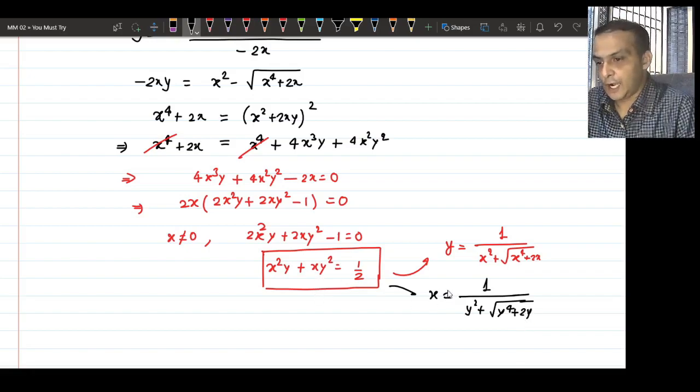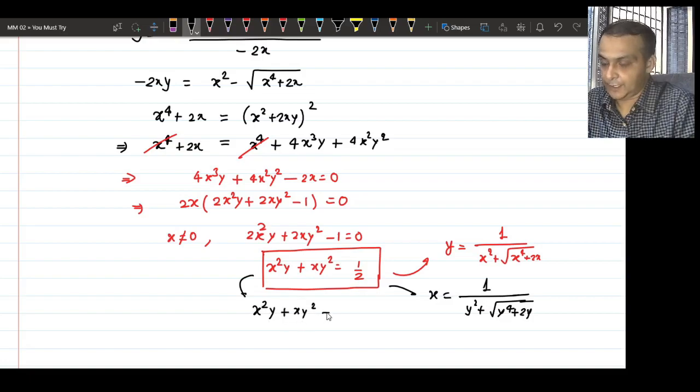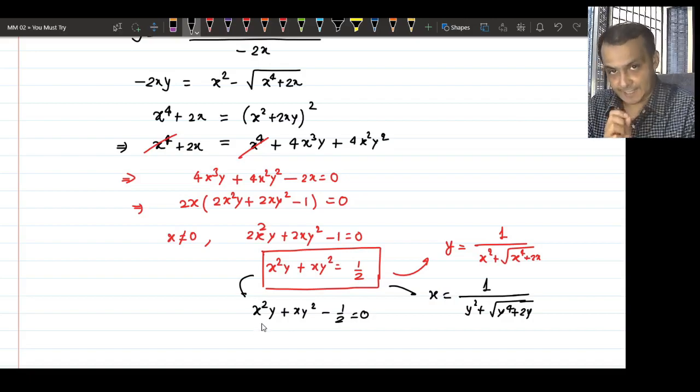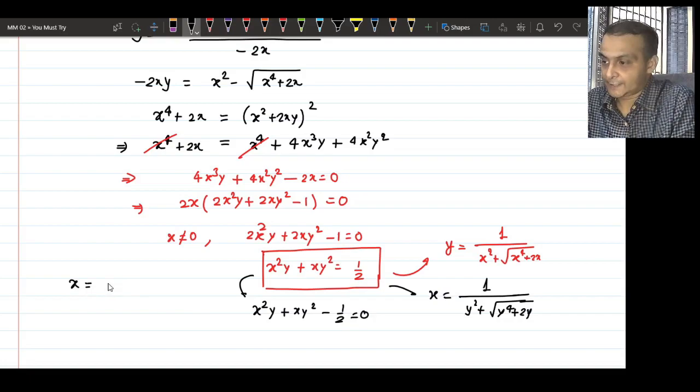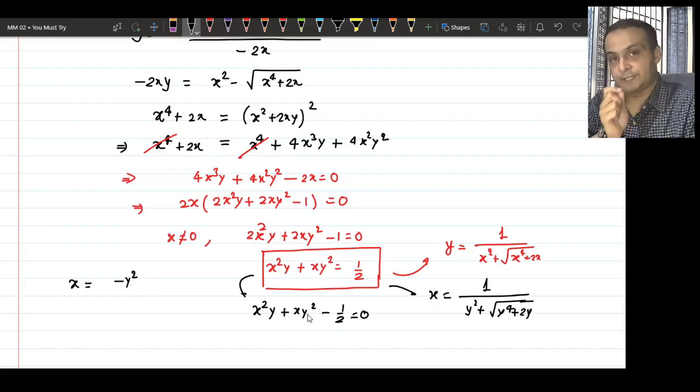If you are not sure how this x can be written in this way, you can also do it like that. Suppose this is a quadratic equation in x: x squared y plus xy squared minus half is equal to 0. You can consider this a quadratic in x. So if you want to solve it, comparing with ax squared plus bx plus c is equal to 0, the b value here will be y squared.